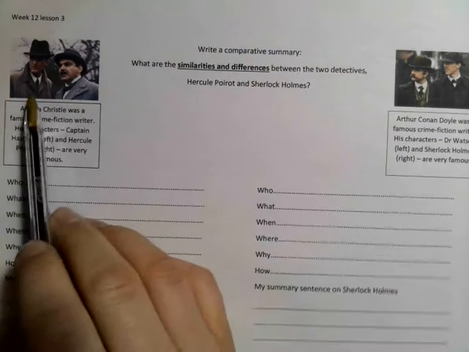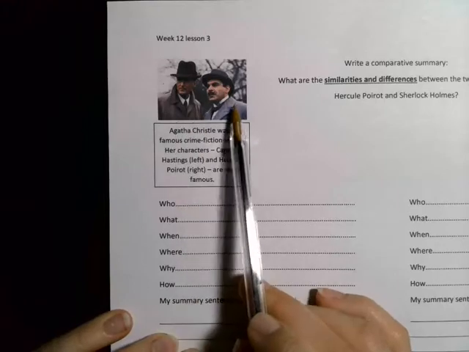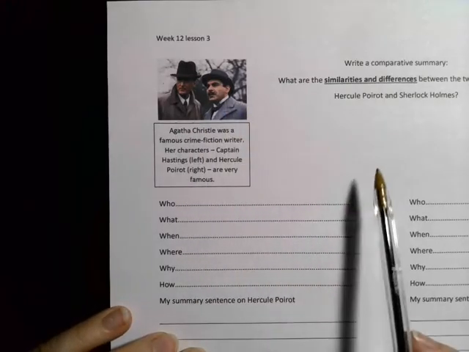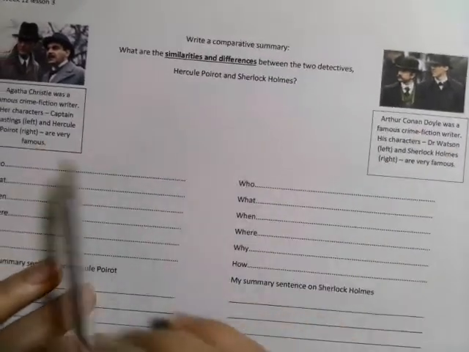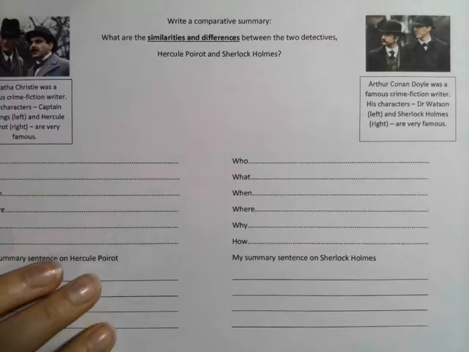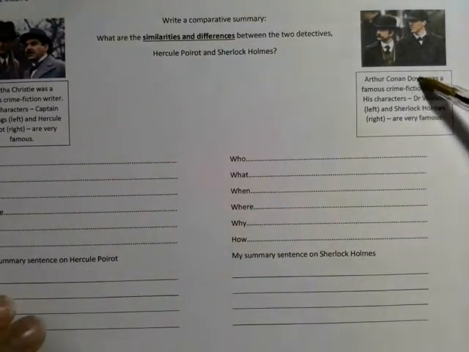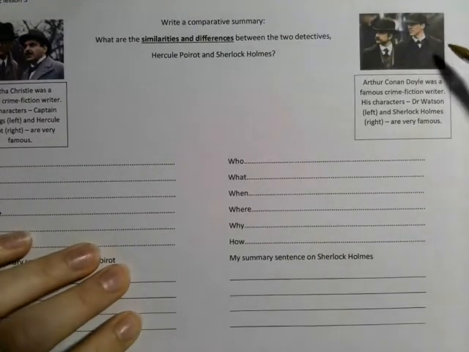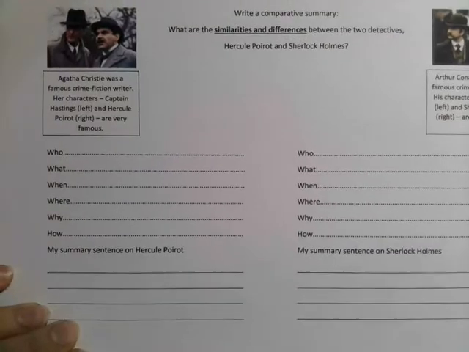So here we have Agatha Christie's two characters. We've got Captain Hastings and Hercule Poirot. And they're both very famous characters, lots of TV series and films. You might know Murder on the Orient Express. And over here we've got Arthur Conan Doyle's characters, Dr. Watson and Sherlock Holmes. And they've also had lots of films and TV series made about them.